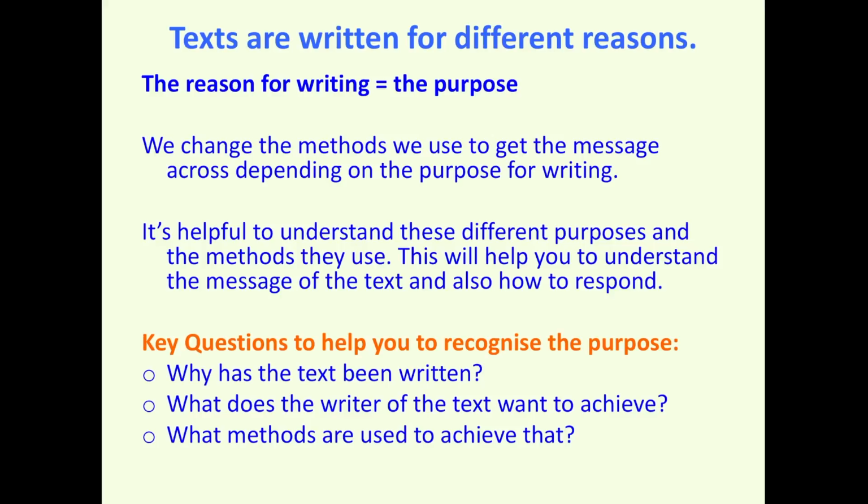You need to think about who has written the text and who is it for is most important. Who's the audience? Key questions to help you to recognize the purpose. Think about why the text has been written, what the writer of the text wants to achieve, and what methods are used to achieve that. So think about something that you've either written or read recently. Why was it written? What did the writer want to achieve? What did they want you to understand? Or if you wrote to somebody, what did you want them to understand or do? And what methods were used to achieve that?